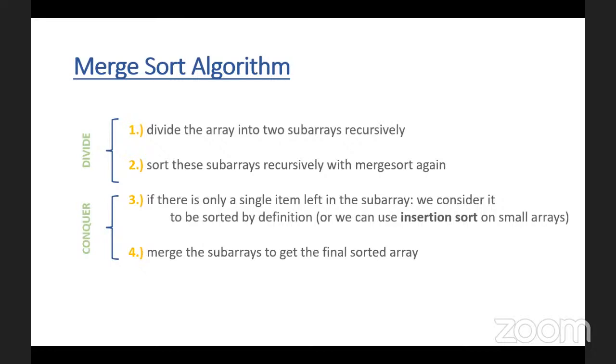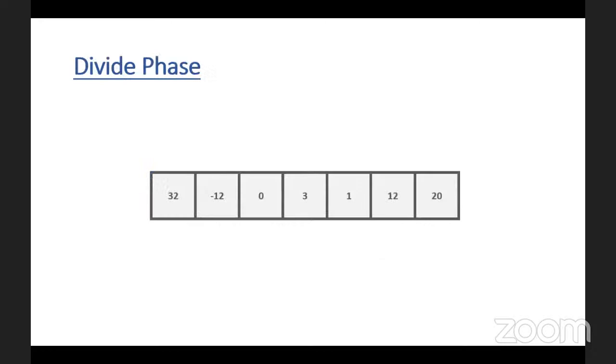This is one way, followed by conquer. During this conquer technique, sometimes in a subarray only 1 element will be left. At that time, we can use insertion sort. Now, in this conquer step, we should merge the subarrays to get the final sorted array. How is it going to happen? I'll show you practically.